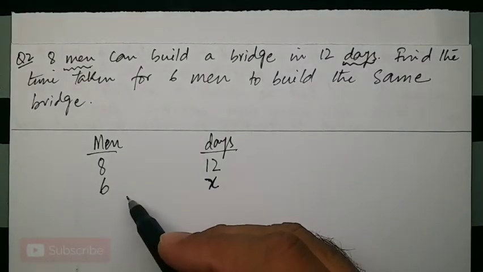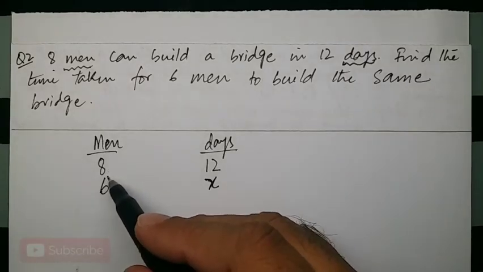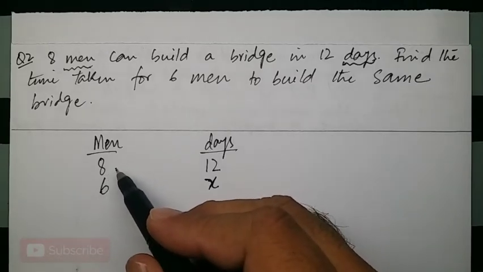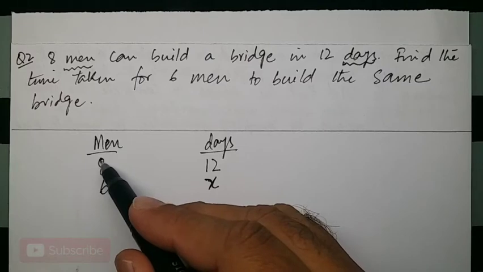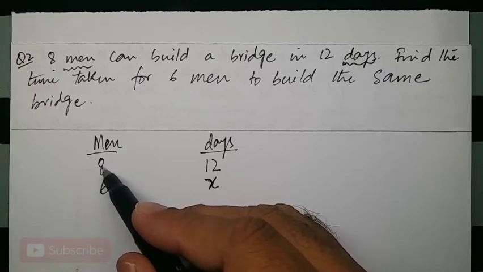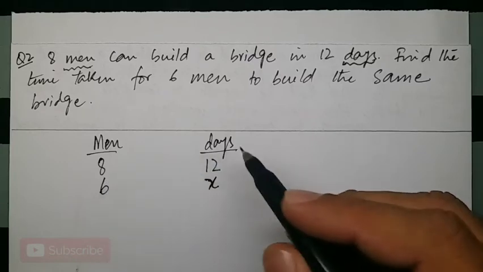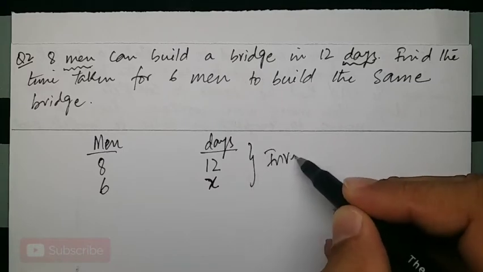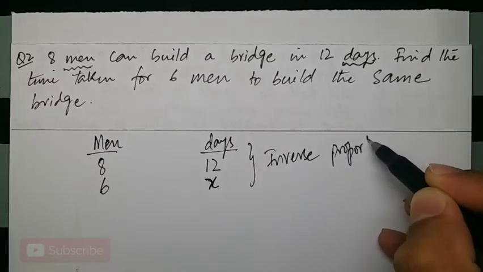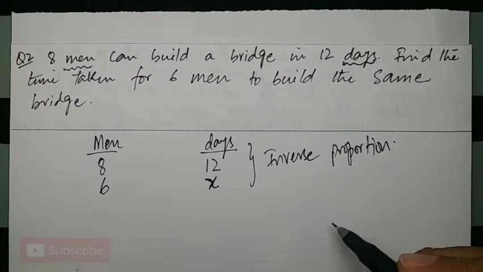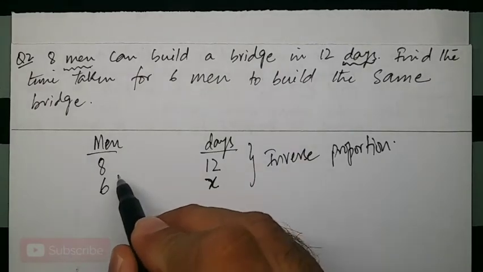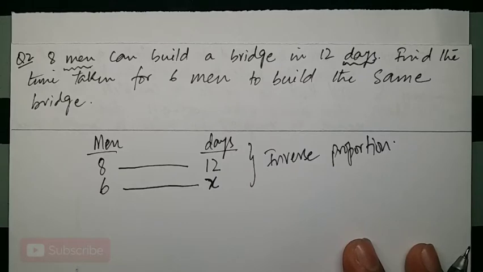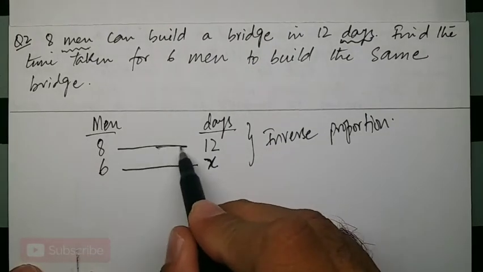To solve this question, first of all, it is necessary to create a relationship between men and days. When the number of men decreases, the number of days will definitely increase. So there is an inverse proportion between the number of men and the number of days. Whenever we have an inverse proportion between two quantities, we'll solve these questions with the help of this technique.